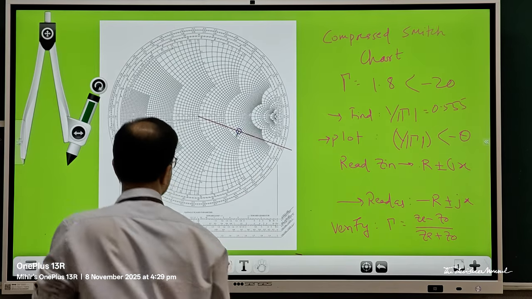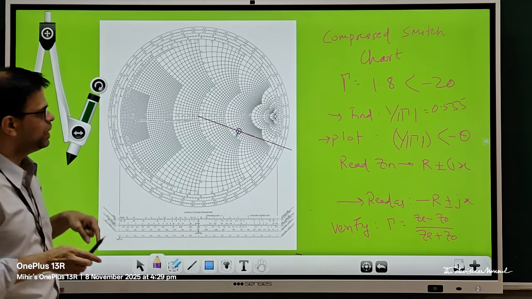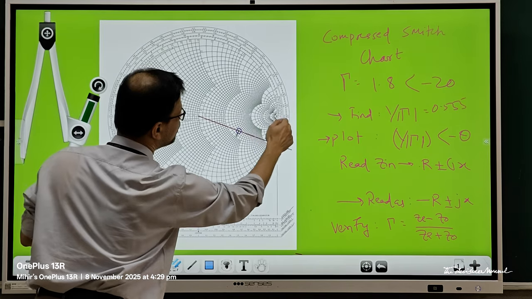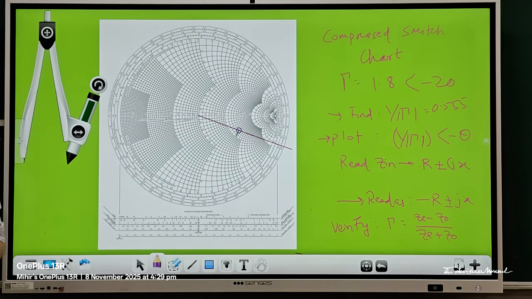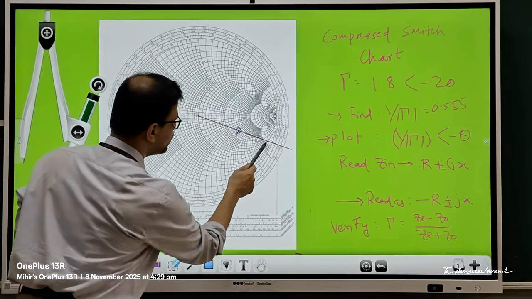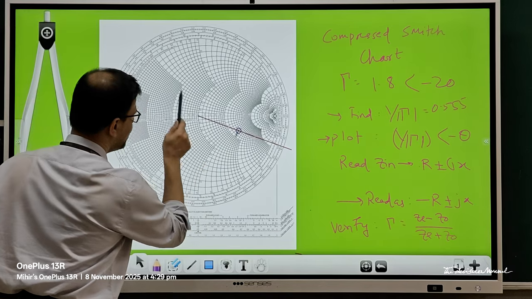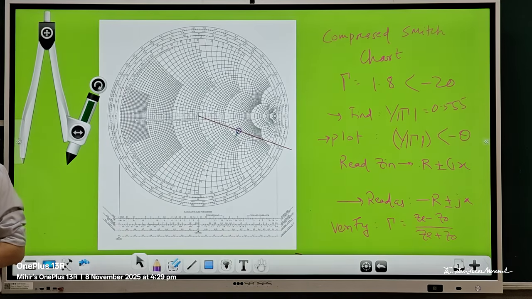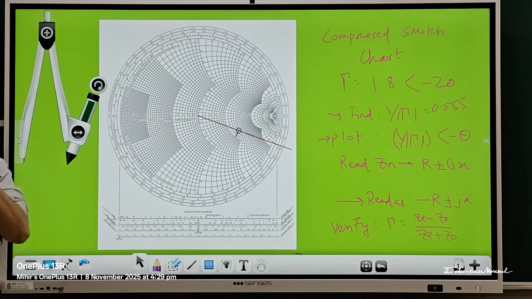Now how do I do that? First identify the angle theta, -20. Look at the angle of reflection coefficient scale, which is written over here. Identify -20 degrees, and then draw a straight line towards the center. So you have marked the -20 degree axis onto the Smith chart for the corresponding gamma.